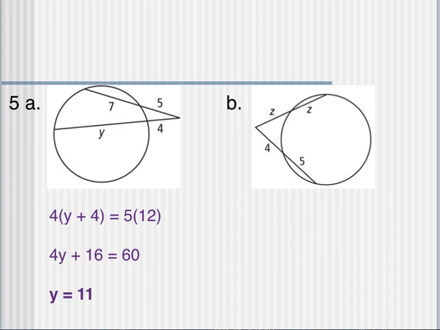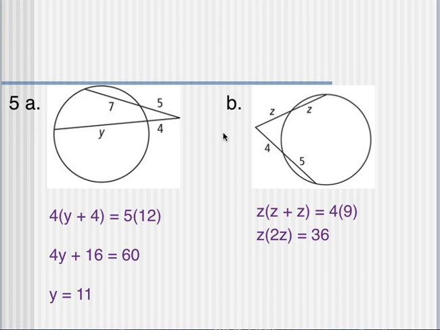Go ahead and check your answer on 5a. Outside 4 times whole thing, y plus 4, equals outside 5 times whole thing, 12. B is using the same rule, but I want to point out the simplifying is where people tend to make small errors. So if you set it up like this initially, excellent work.